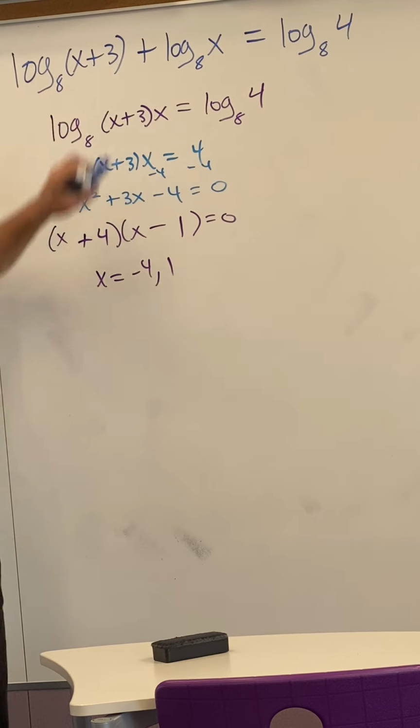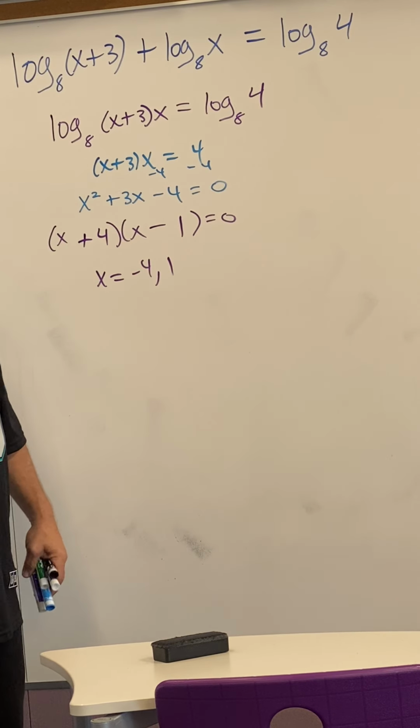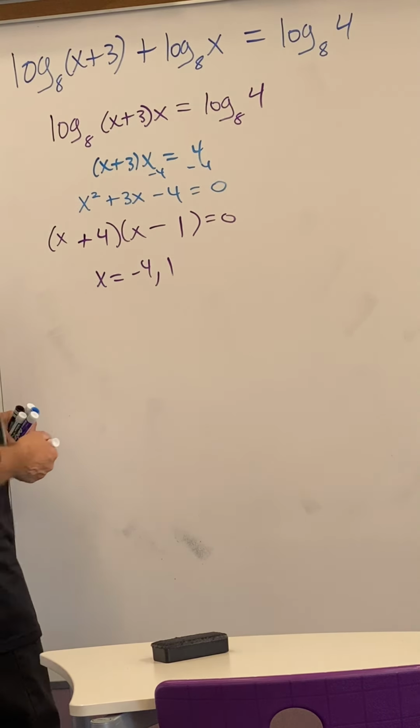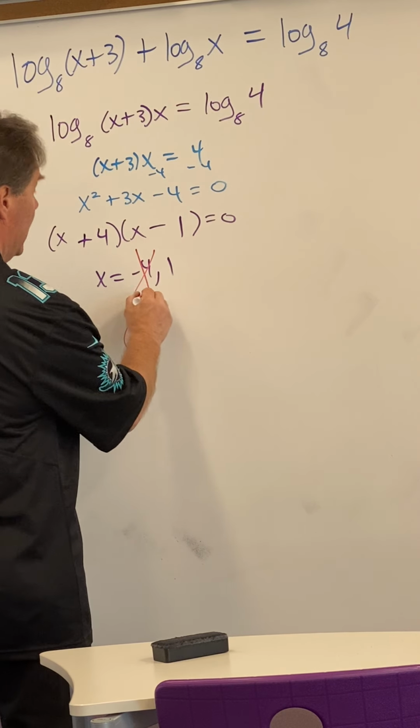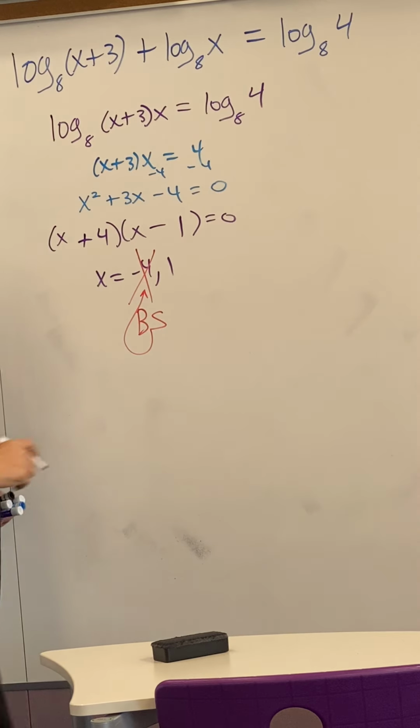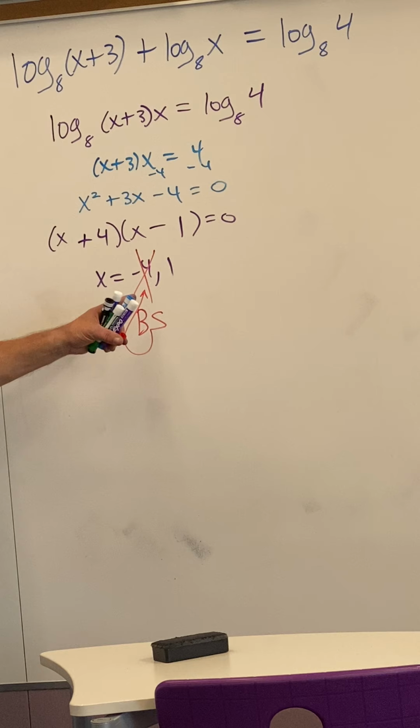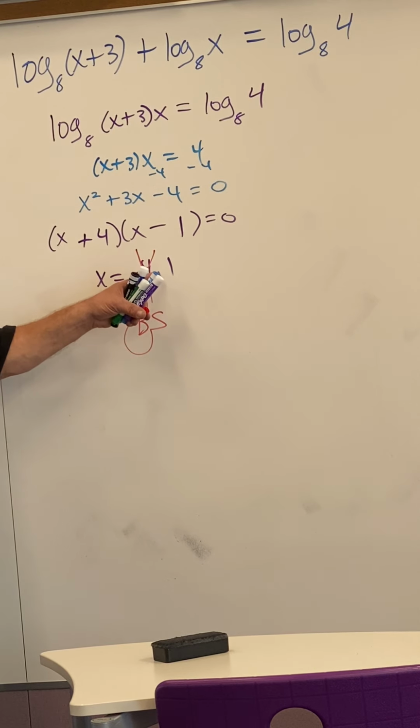Negative 4 plus 3 is negative 1. Can't be negative. Negative 4 is a bogus solution. Actually, it would make this also negative, but it doesn't even matter, because if it makes any of them negative, you can throw it out. Now, the 1 has to work because it's a positive number.